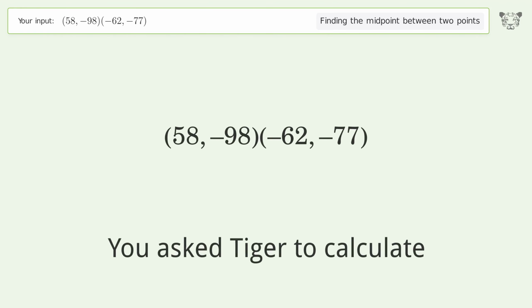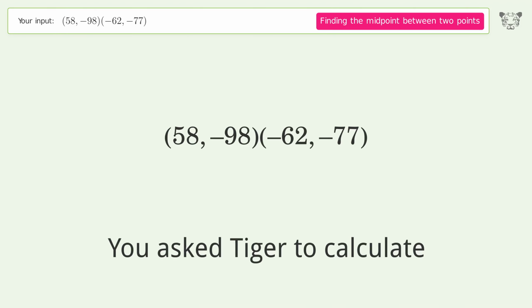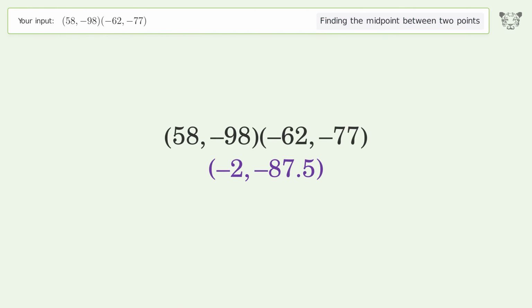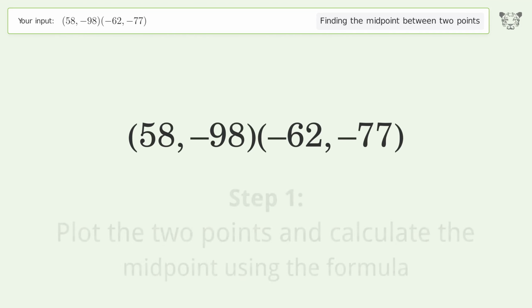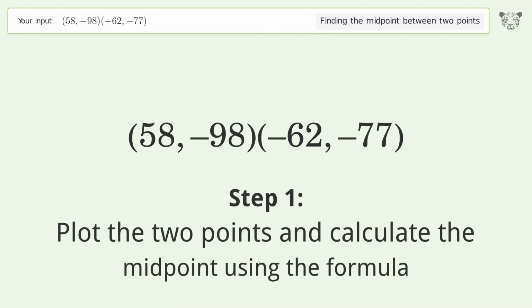You ask Tiger to calculate. This deals with finding the midpoint between 2 points. The midpoint between the 2 points is -2, -87.5. Let's solve it step by step. Plot the 2 points and calculate the midpoint using the formula.